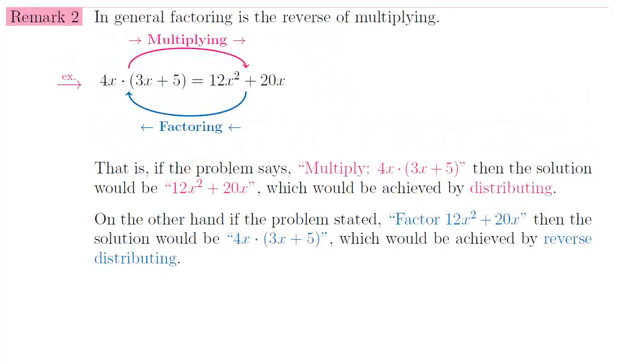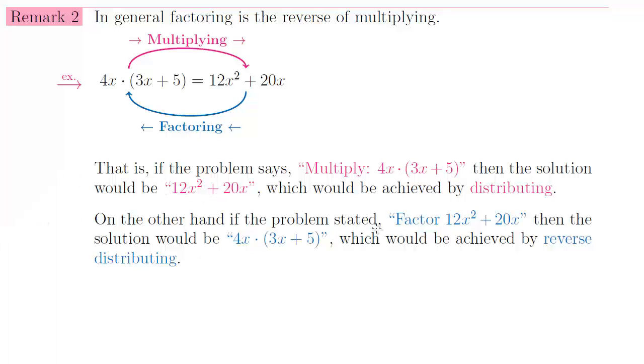So the question is, how do we factor polynomials? Okay, how do we take a polynomial and break it down into a product of other polynomials? And the answer is you have to be really good at multiplying polynomials. If you understand completely how multiplying polynomials works, then you can factor polynomials very easily because factoring is simply going backward. Right? So if, for example, you're given the problem multiply 4x times 3x plus 5, then you would distribute and you would get 12x squared plus 20x.